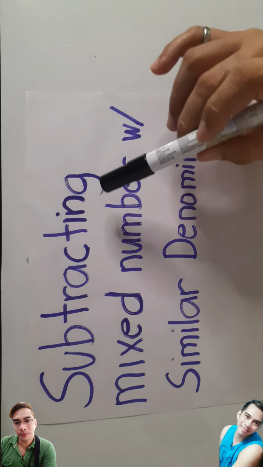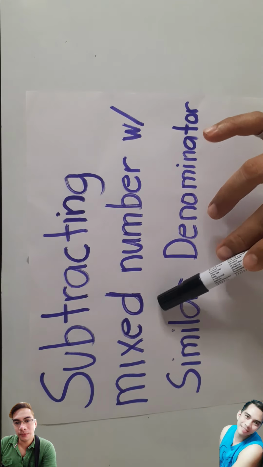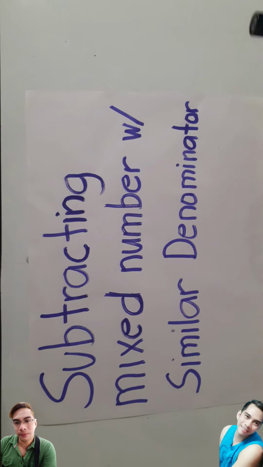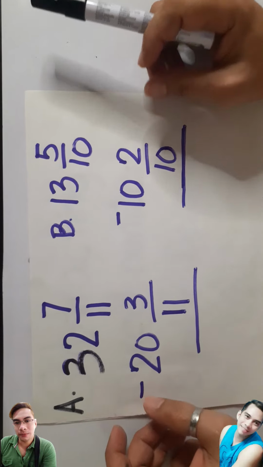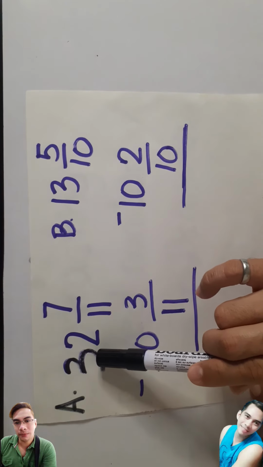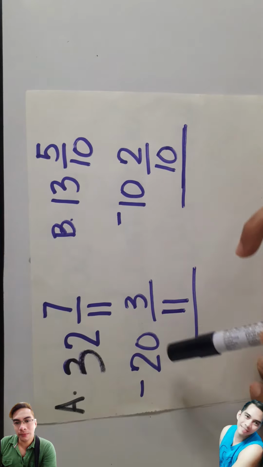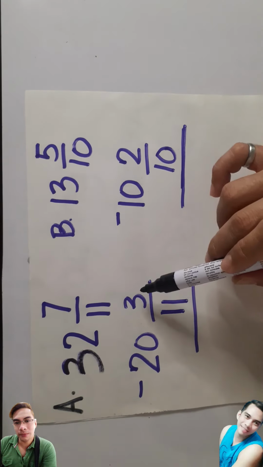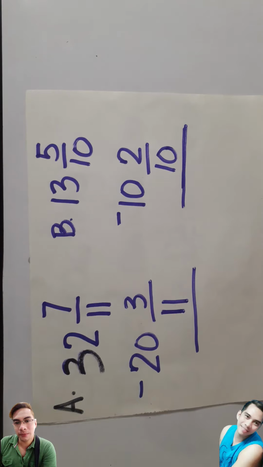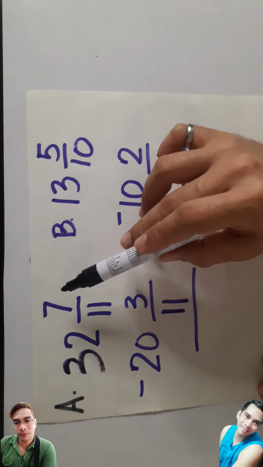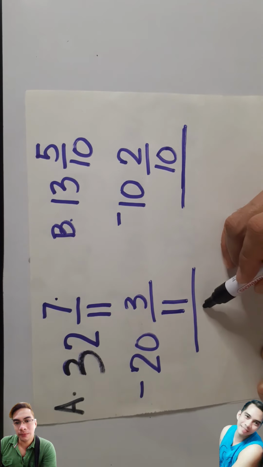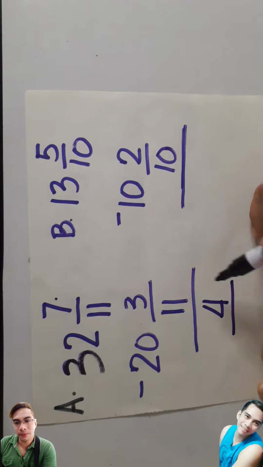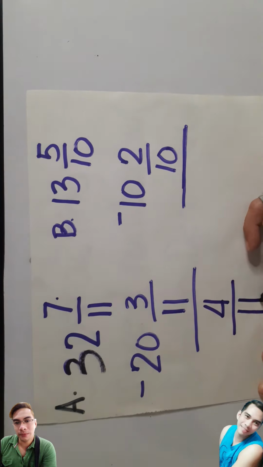Ang pangalawa nating pag-aaralan ay subtracting mixed number with similar denominator. Paano nga po gagawin yun? Ito po. For example, 32 and 7 over 11 minus 20 and 3 over 11. So, yung una po natin gagawin ay isusubtract ang numerator. So, 7 minus 3, answer 4. Then, kukopyahin lang po natin yung denominator kasi parehas po. So, the denominator is 11.